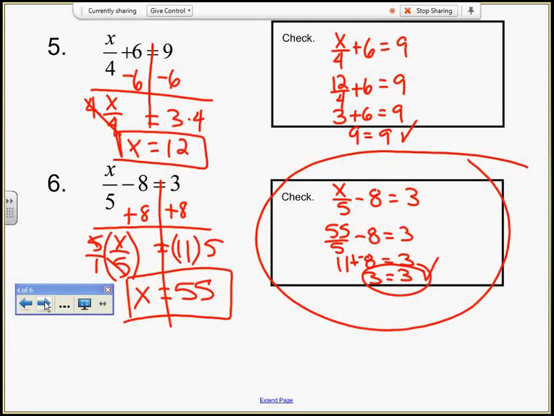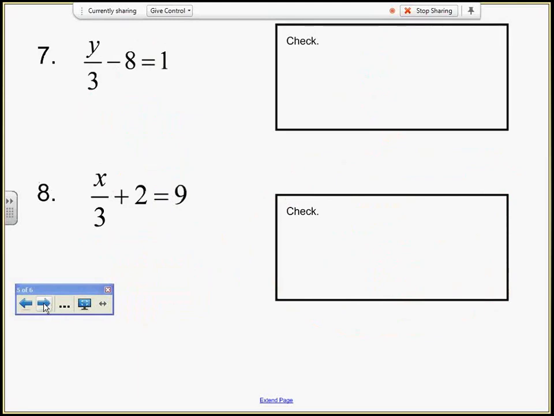So my answer is not 3 equals 3. My solution to this equation is x equals 55, because 55 is the only number I can stick in there for x that's going to make that equation true. And I proved it right here. Okay, you try. Okay, show me your brilliance. Make sure that check looks good, and I will see you at school.